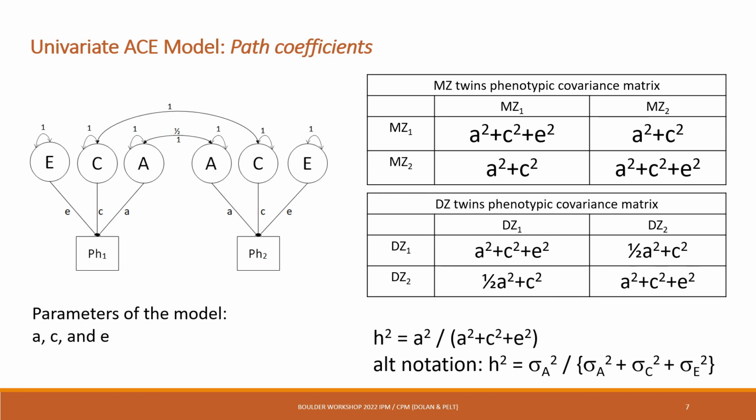This is again the univariate ACE model, but now the path coefficient parameterization, I should say. This model has 3 parameters, lowercase a, lowercase c, lowercase e, and those 3 parameters make up the covariance matrix in the MZs and the DZs. And then at the bottom of those 2 matrices, you can again see the narrow sense heritability, standardized additive genetic variance, in the 2 different notations.